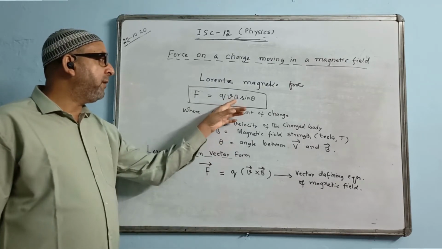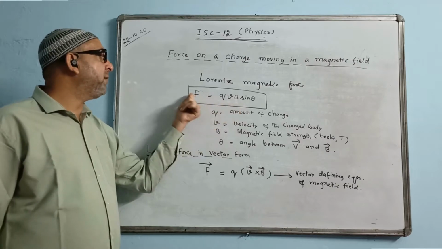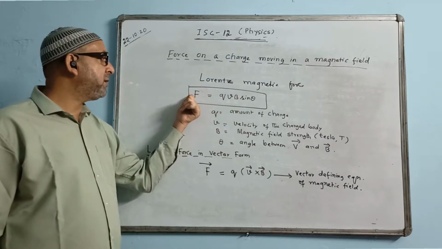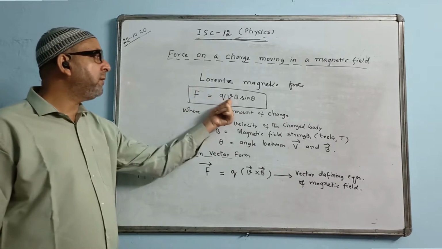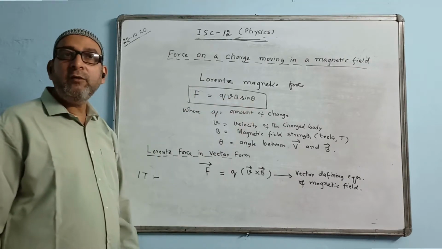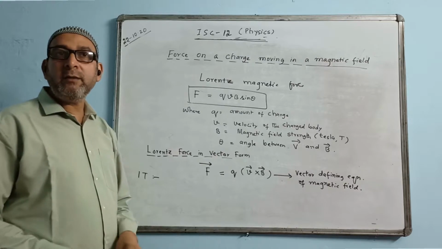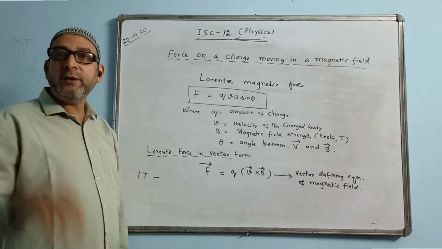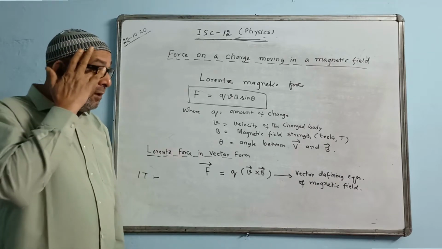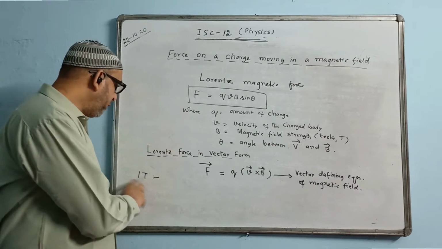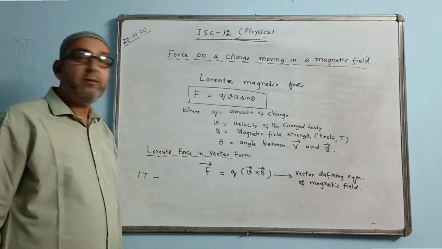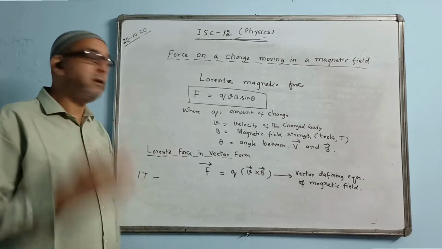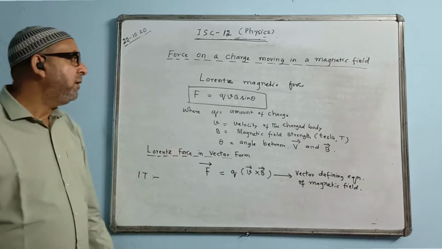That means to make the value of B equal to 1, we have to make the value of force 1 in SI unit. That is 1 Newton, 1 coulomb, 1 meter per second. And for the theta value, we have to say perpendicular: the charged particle is entering perpendicular, or at 90 degrees, you must mention. So using this technique, we will give the definition of 1 Tesla. When the question comes, define 1 Tesla, you will say like this.